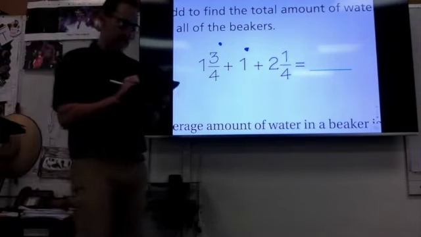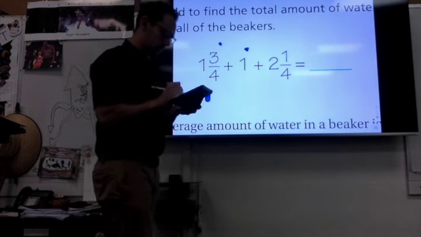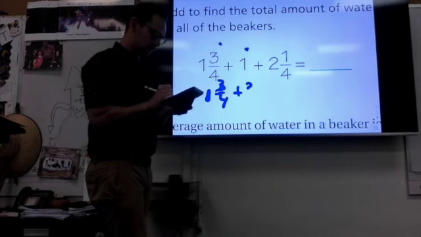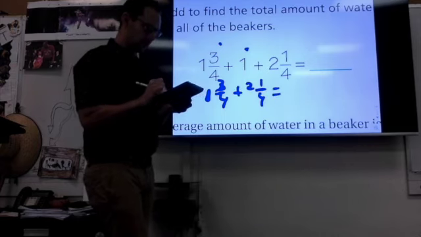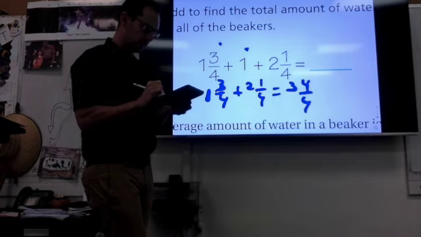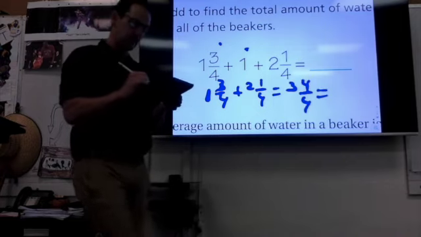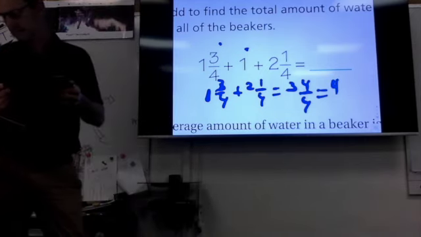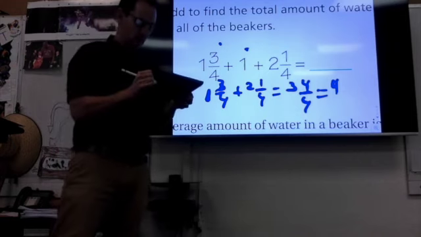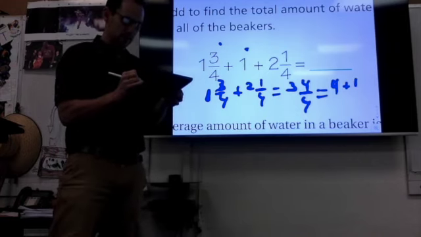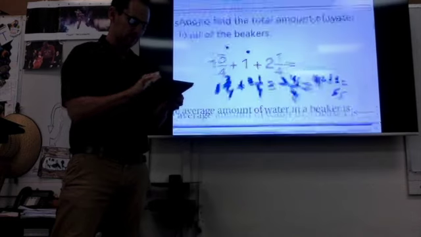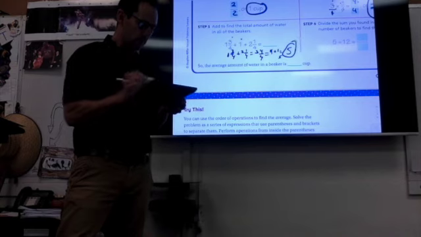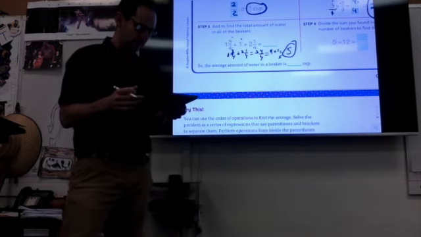I'm going to start out by adding 1 3/4 plus 2 1/4. Right? And that should equal 3 4/4, which equals, you guys are right, that equals 4. Okay. And then I want to add 1 to that, which equals 5. Zoom out a little bit. Equals 5. So here, the total amount of water in all the beakers is 5.